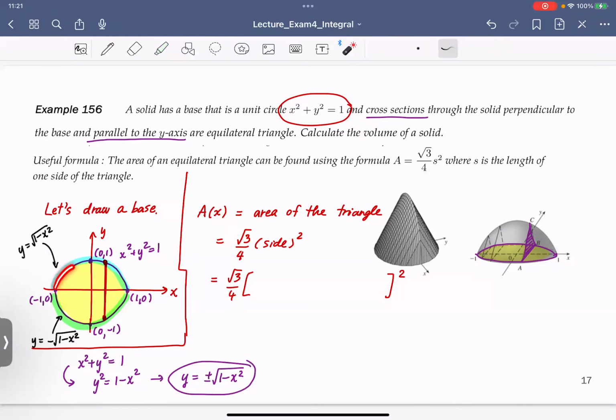But when you write only the upper part, it is this one. When you only talk about the lower part, it is this one. So that means when you put it here, the top curve is going to be square root 1 minus x squared. This is the top curve. The bottom curve is going to be minus square root 1 minus x squared.